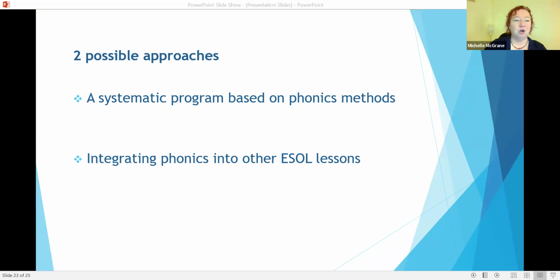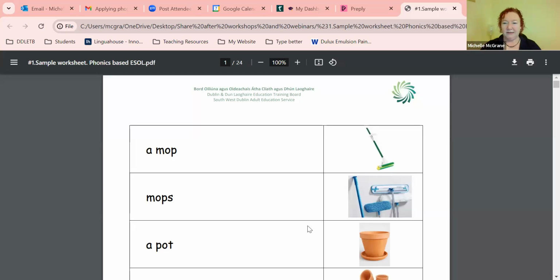I want to just show you one or two very simple examples of what I'm talking about. So I'm just going to share. This is really just to illustrate what I mean. This is a typical worksheet from the phonics-based program. Are you getting that share, Fergus? Is that working? Yes. Okay.